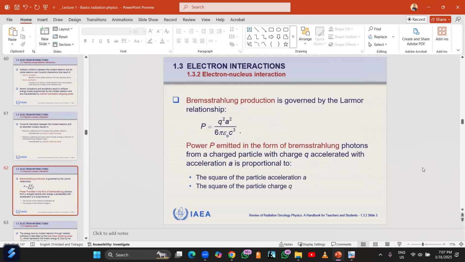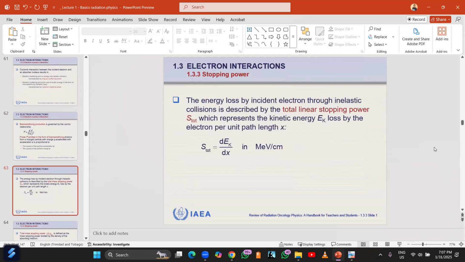And let's keep the Larmor relationship. It basically governs the power emitted in Bremsstrahlung photons, which is proportional to the square of the acceleration of the particle, and Q, which is the charge of the incident particle, whether it's an electron with a charge of -1, a proton +1, or maybe an alpha particle with a +2. So that's basically the power emitted.